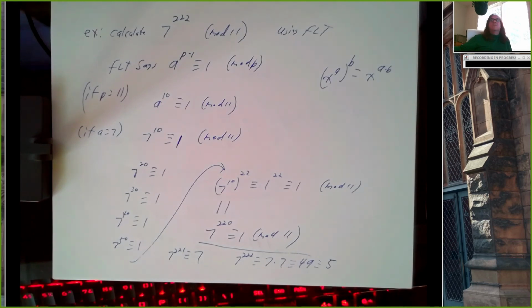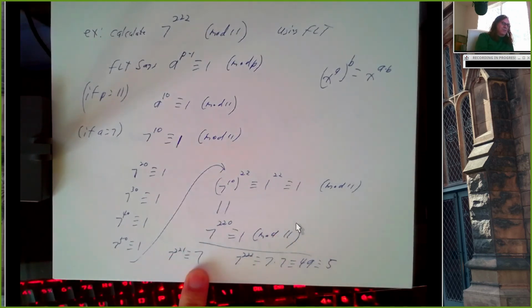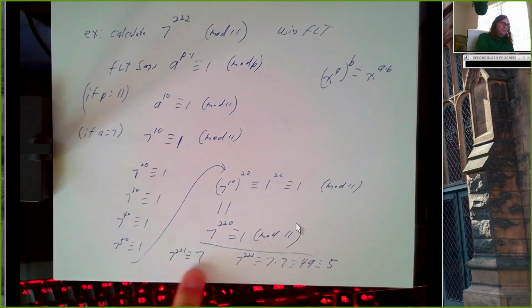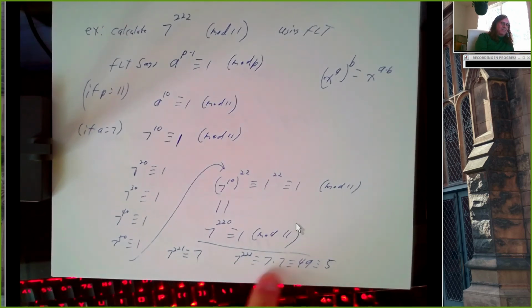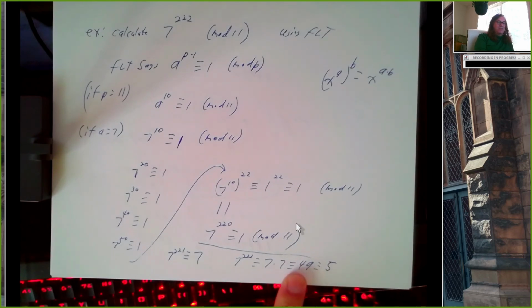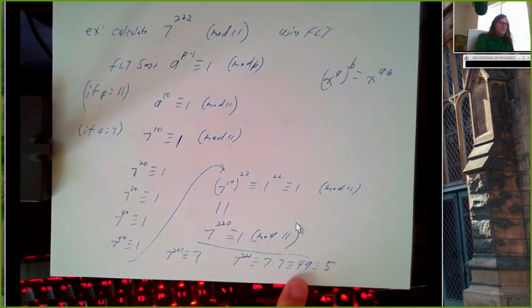How did it reduce to the 5? So we leapfrogged up to 7 to the 220 is congruent to 1. That's using Fermat's little theorem. Then we just multiplied by 7 once to get 7 to the 221. Then multiplied by 7 again to get 49, and 49 mod 11 we just had to do by hand. 11 times 4 is 44, and we've got 5 left over to get to 49.